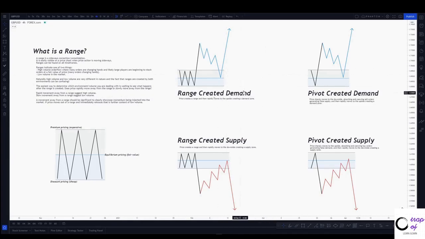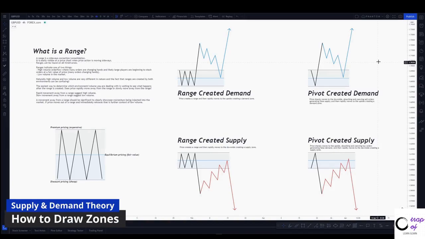And we'll touch on entries, on how we can frame up high probability entries using lower time frames, things like that. But at this point in time, it's really just about understanding the different ways that supply and demand zones are created.